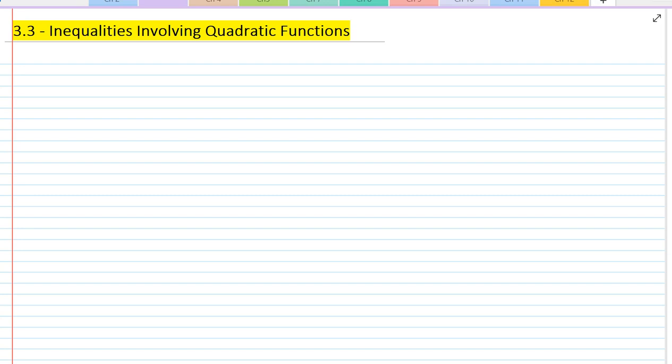We're going to finish this chapter in section 3.3. We're going to talk about inequalities involving quadratic functions. So let's see how we're going to handle those. Now I should point out there are a couple of ways we can do this. One is the author's way. It takes a little longer, but it's doable.